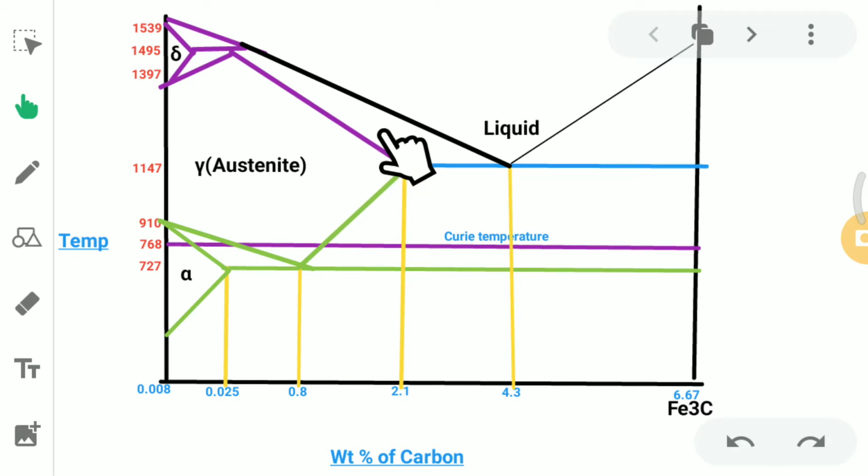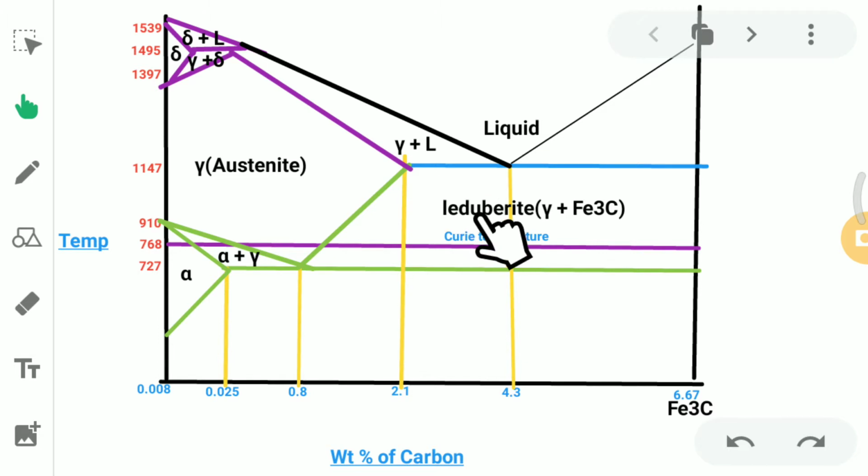In between we have a liquid plus austenite phase. Here we have delta ferrite and here we have austenite. In between we will get a delta plus austenite phase. Here we have alpha ferrite plus austenite. Next we have austenite plus liquid, and here austenite plus delta ferrite, and here delta plus liquid. Above this portion we have liquid.